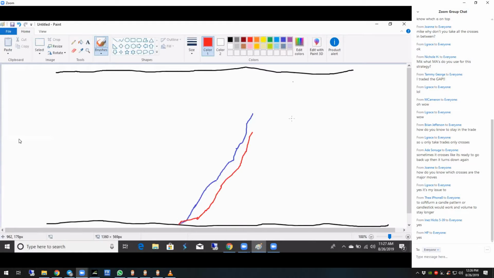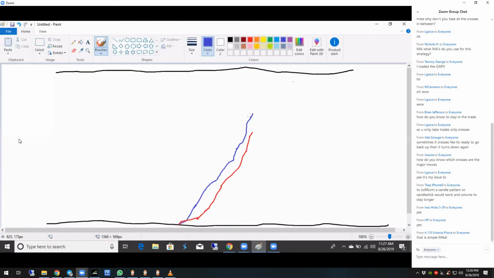Can I still stay in the trade? Yes, I can. It's still running. How do I know? What else is telling me right here that it's about to get exhausted? My red line is catching up with my blue line.